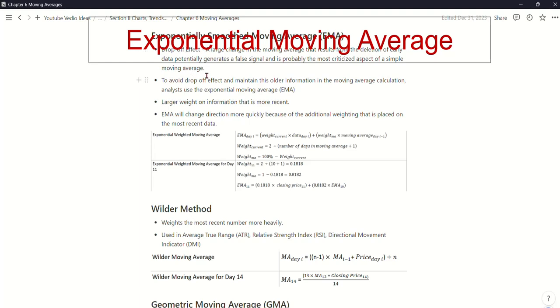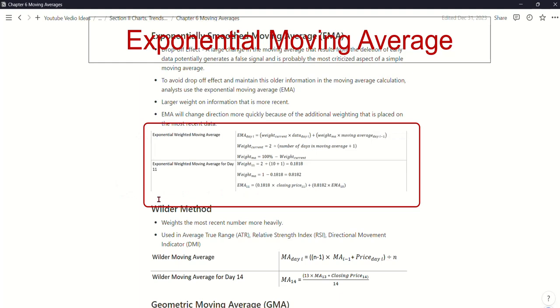To avoid the drop off effect, we use the exponentially smoothed moving average. How do we address the drop off effect? Large weight is given to the latest price. Because of that, EMA will change direction more quickly. We'll see EMA in the chart in a moment, but we'll review the formula right here. Let me explain the formula with an example.